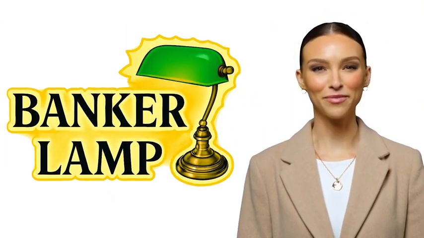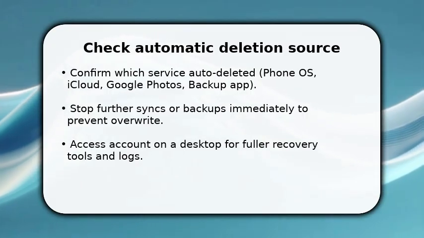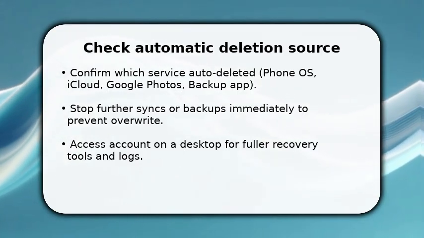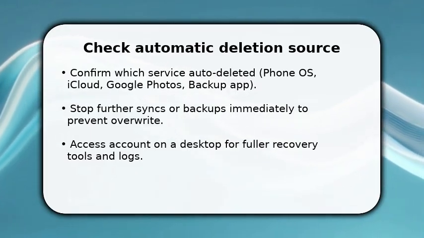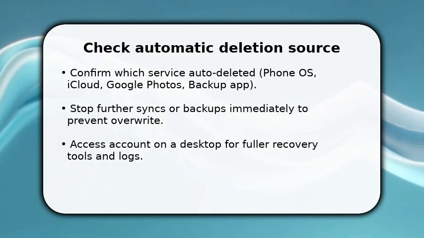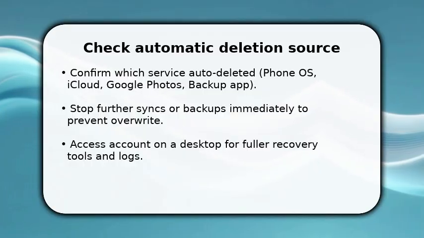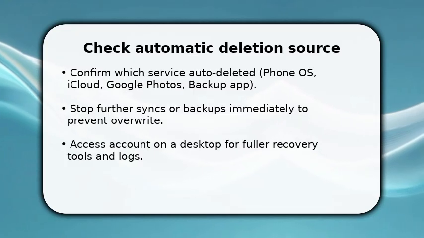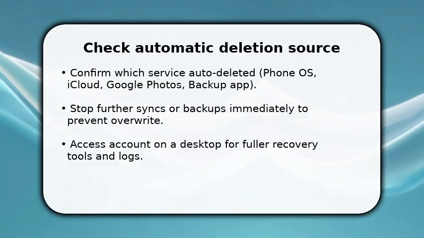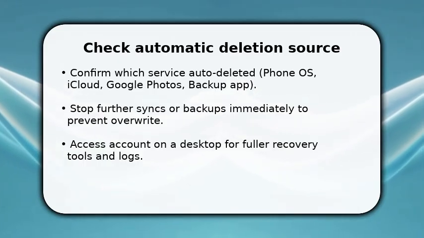Please enjoy the video. You begin by identifying where photos were removed. Check the OS Trash, iCloud, Google Photos, or any backup app. This tells you which restore path to use. Once you know the source, pause syncing and backups on that device to avoid overwriting recoverable data. Then sign into the related account on a desktop. It gives you fuller tools and logs. You are taking control. This first step prevents further loss and prepares recovery without guesswork.